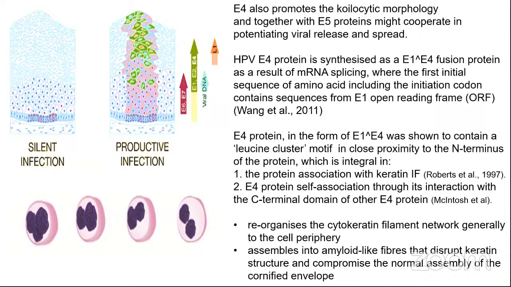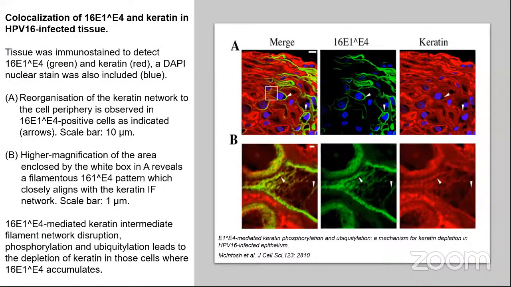Now, we spoke about how the chromatin appears to be larger or disseminated. This is because the chromatin, within the nucleus, becomes spread out. We'll see that as we move later. But here, coming back to the cytokeratin filament network, these networks assemble into fibers that resemble amyloid. As you move up from stratum granulosum through to corneum during the terminal differentiation process, the plasma membrane of the cell gets thickened. That is, the cornification of the plasma membrane takes place. And this is what is hampered by the action of E4.